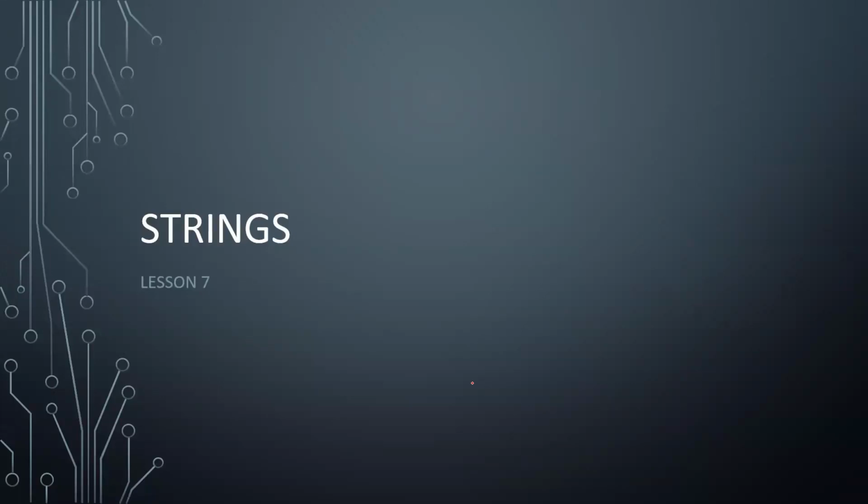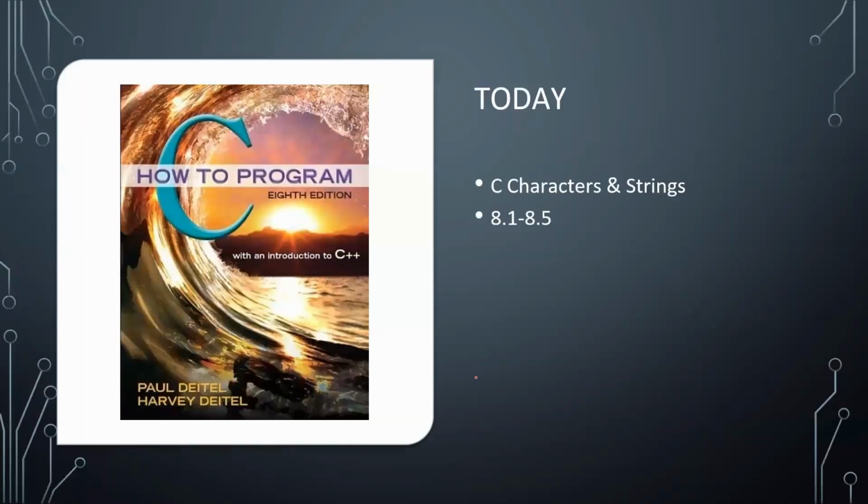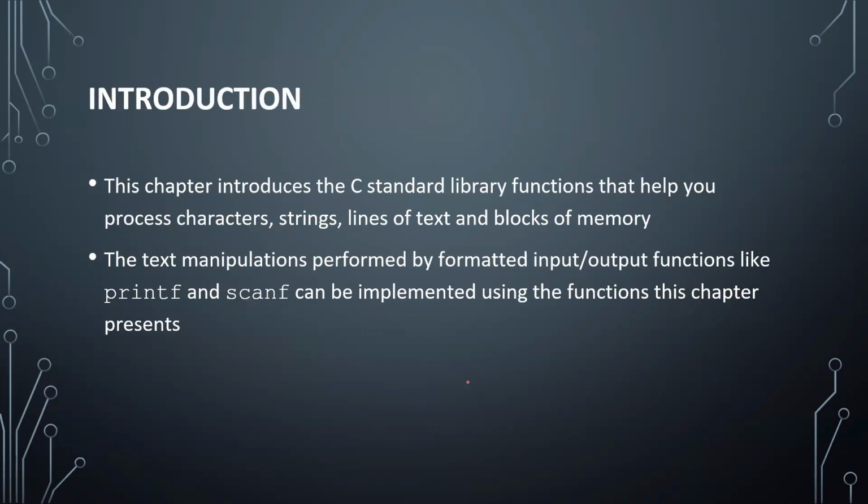Hello all, welcome to the next lecture video for lesson 7, and today we're going to go into strings and figuring out a little bit more about how to manipulate text. So we're going to be covering chapters 8.1 through 8.5 with C characters and strings. What we're going to do and how we're going to do this is we're going to introduce a few additional C standard libraries to help process those characters and strings.